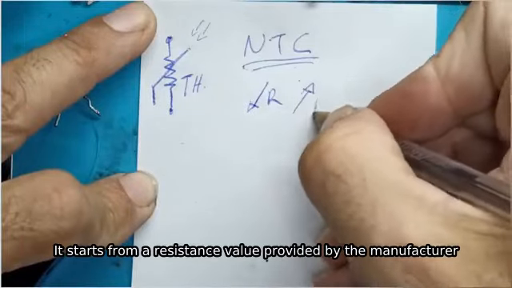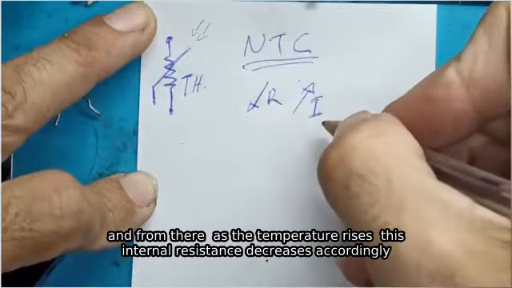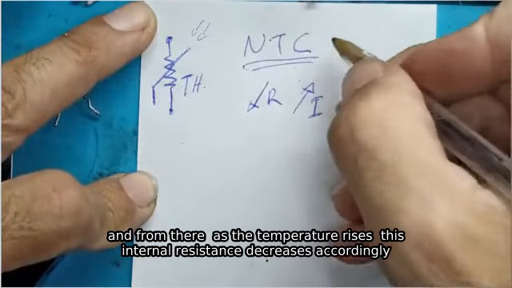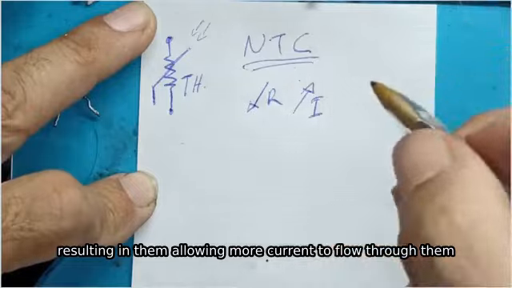It starts from a resistance value provided by the manufacturer, and from there, as the temperature rises, this internal resistance decreases accordingly, resulting in them allowing more current to flow through them.